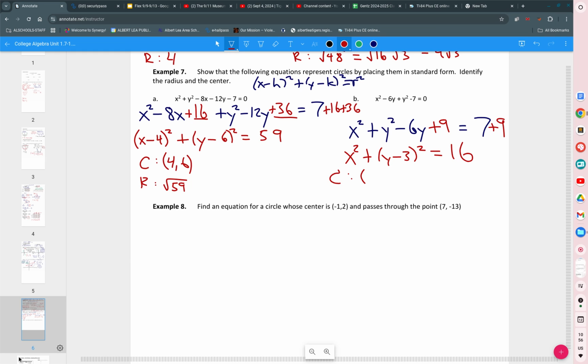I've got a center equal to 0, 3, and I've got a radius that's equal to 4. You good? Sweet. Last question.